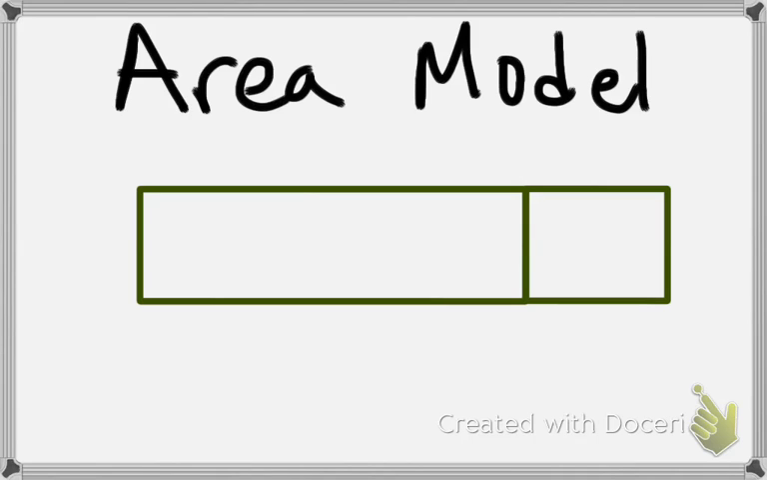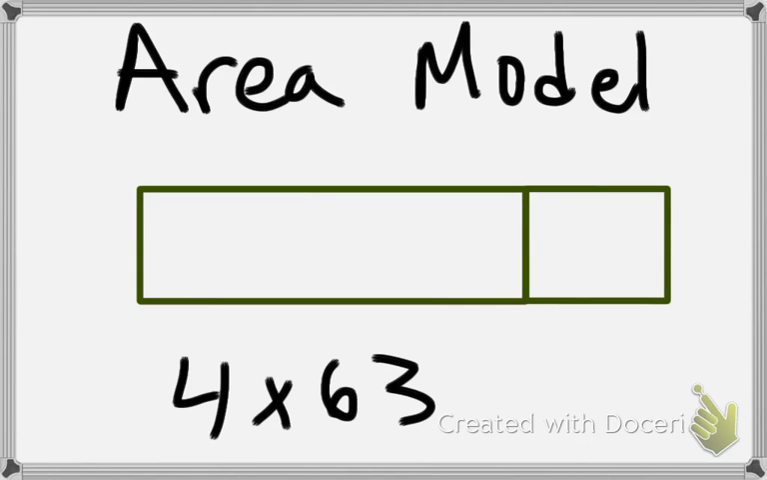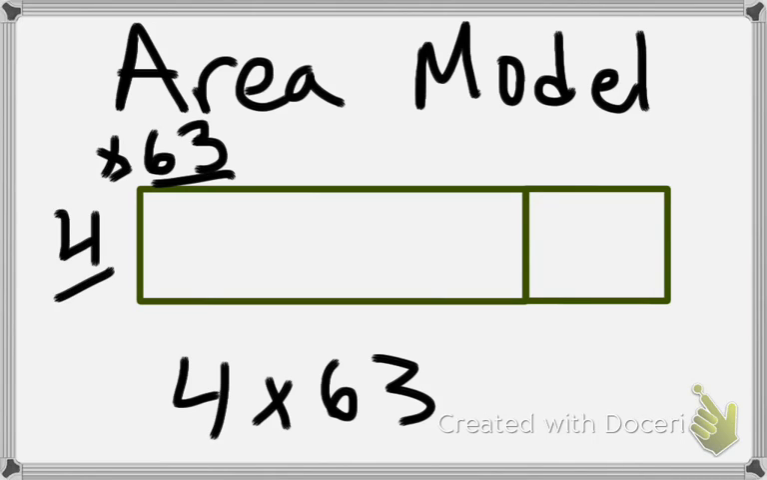So say that I have the problem 4 times 63. What I use the area model for is to break down my problem into easier chunks to work with. So what you'll see in every single model is you'll have the single digit multiplication on the side multiplied by the double digit. In this case, 4 times 63. From here, the different models of multiplication use the multiplication area model differently.